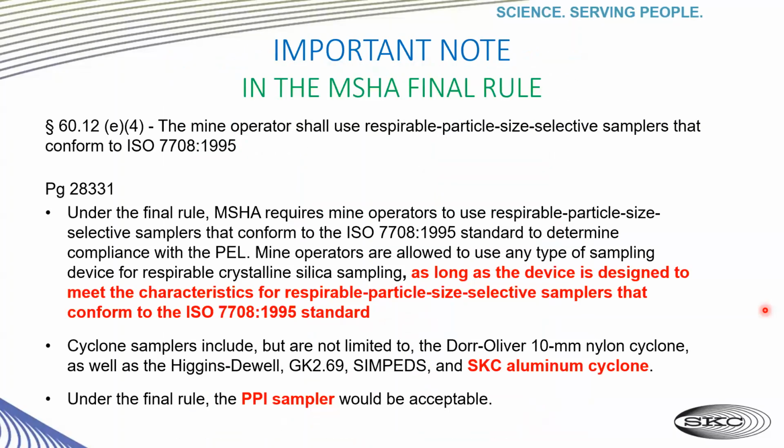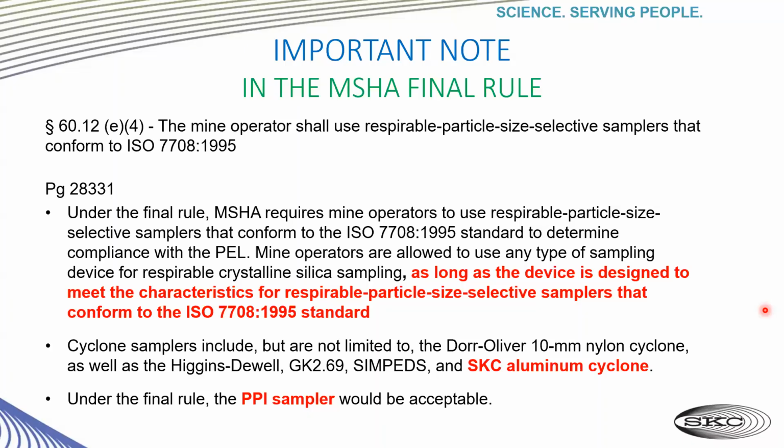Now, more recently, MSHA adopted their new silica rule as well, with enforcement beginning this year. This new rule also recognizes in section 60.12E4 that the mine operator shall use respirable particle size selective samplers that conform to ISO 7708-1995. On page 28331, it references that as long as the device is designed to meet the characteristics for respirable particle size selective samplers that conform to the ISO 7708-1995 standard, mine operators are allowed to use them.